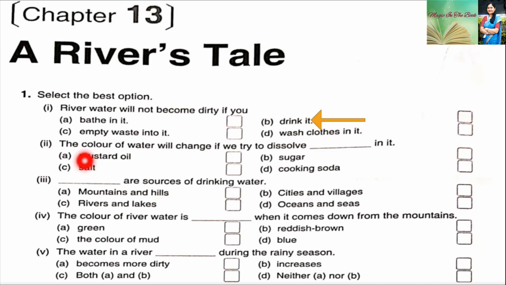Question number 2, the color of the water will change if we try to dissolve cooking soda in it. It will become a little whitish in color. Number 3, rivers and lakes are the sources of drinking water. Number 4, the color of the river water is blue when it comes down from the mountain. Number 5, the water in a river increases during the rainy season.